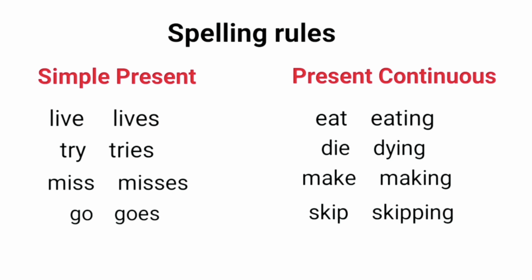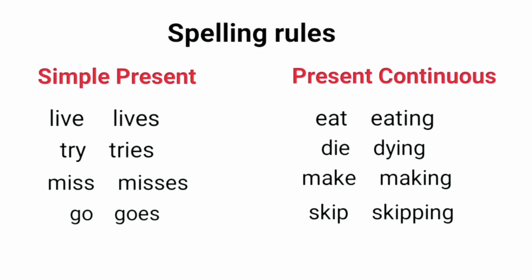There are different spelling rules for both of these tenses. In simple present tense, we change live into lives by adding s. Try becomes tries by dropping y and adding ies. Miss becomes misses by addition of es. And go becomes goes by adding es.